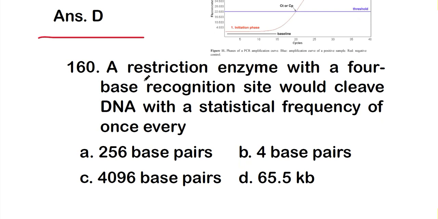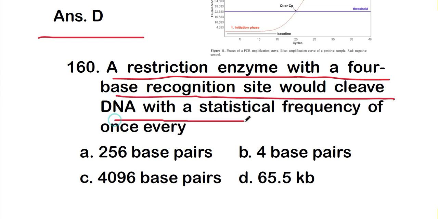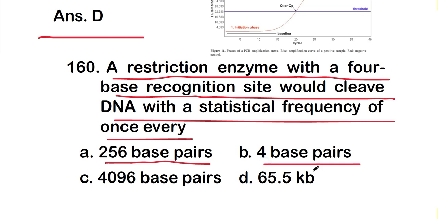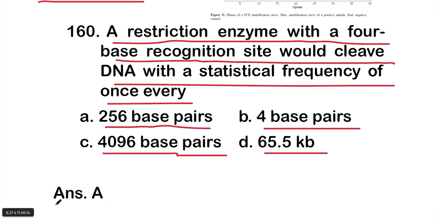So the last question of this video, a restriction enzyme with a 4 base recognition site would cleave DNA with a statistical frequency of once every option A 256 base pairs, option B 4 base pairs, option C 4096 base pairs, or option D 65.5 kb. So a restriction enzyme with a 4 base recognition site would cleave DNA with a statistical frequency of once every option A, that is every 256 base pairs.